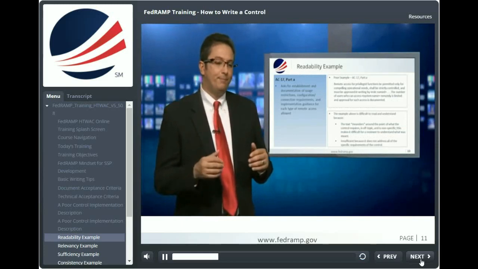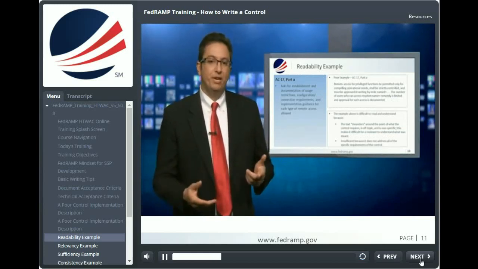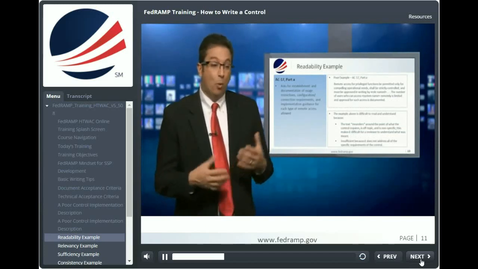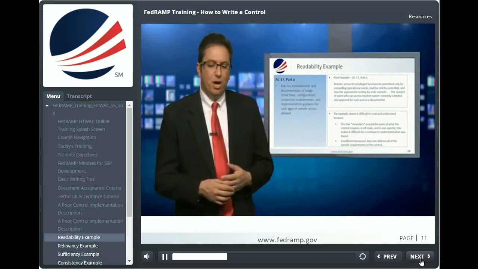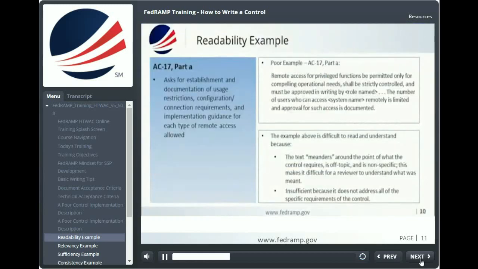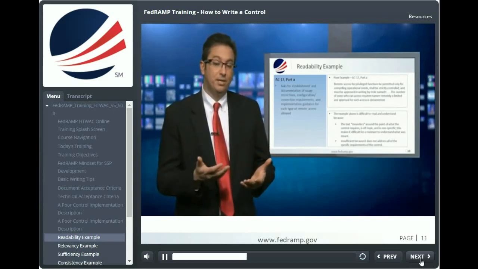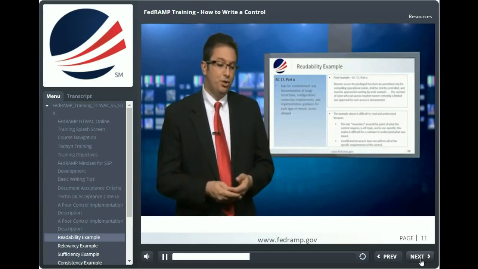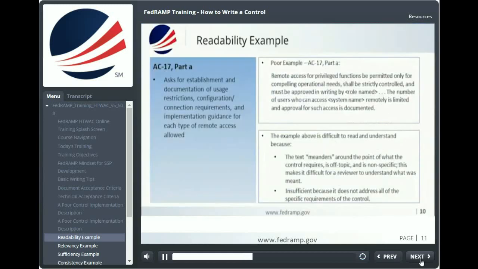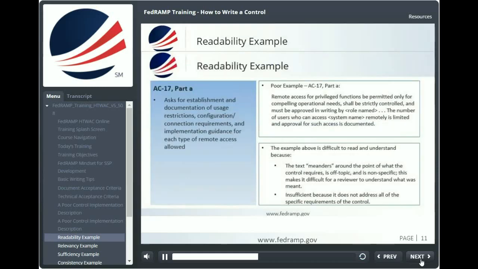Now, when the ISSOs and the JAB or the agency are reading this, these are the kinds of things that go through their mind, and the rationale as to why the example I just read is difficult to understand. So the text meanders all over the place around the point of what the control requires. It's off topic and it's non-specific. So that really makes it difficult for the reviewer, whoever it may be, to understand really what it is your system does to implement the control. It's also insufficient because it does not address all of the specific requirements of the control.